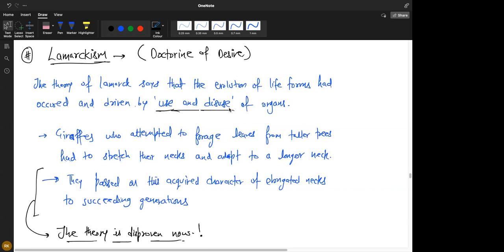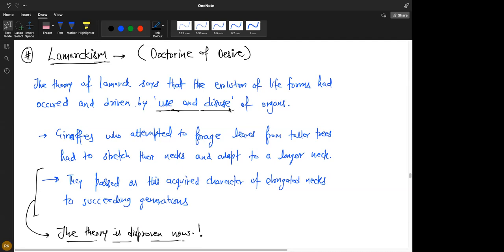Donna? Yes, sir. Would you like to quickly give us a flavor of Lamarckism? What is it and why it was discarded as a theory? In short, not too much detail in depth. Sure.